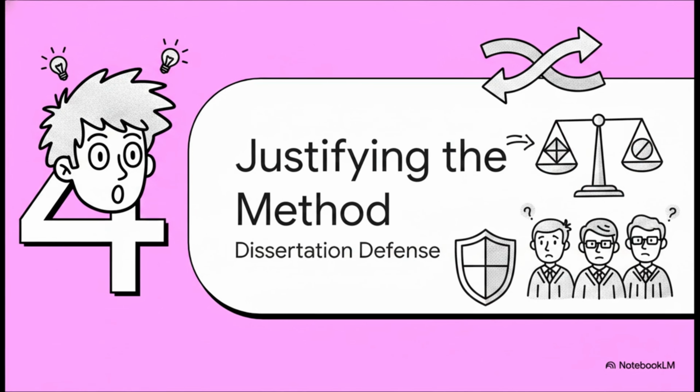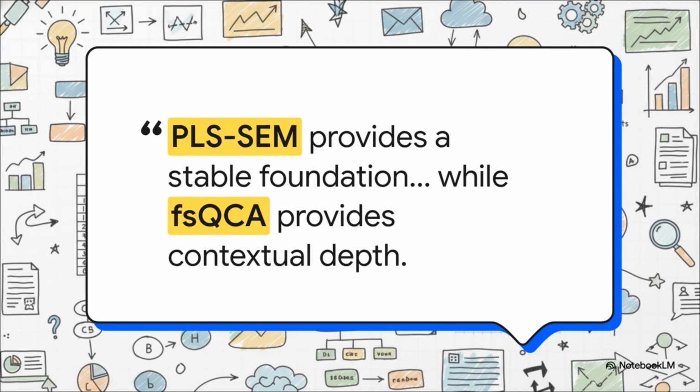Next up, justifying and refining your method for the dissertation defense. Back in the lab, the PhD students' eyes go wide. It finally clicks. They realize that by using both methods, they aren't just presenting a flat average, they're presenting a nuanced, highly realistic picture of the data. But how do you actually defend this hybrid approach to a terrifying dissertation committee? You step up and confidently recite this.